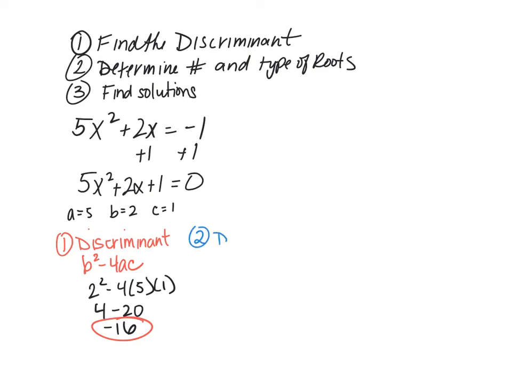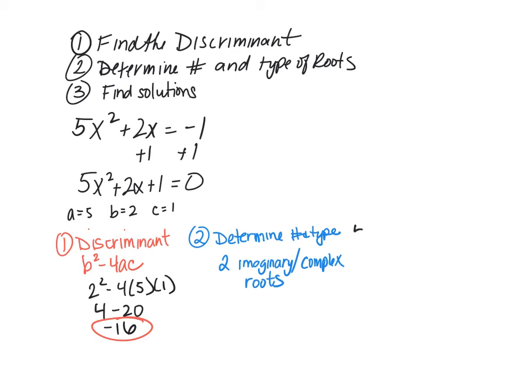The second part is determine the number and type of roots. So our discriminant is negative. Negative is less than 0, so we have two imaginary roots. That's what it means, right? From what we had on the last slide. So this means there's two imaginary or complex roots. Complex just means there's a real number somewhere with an imaginary number, like 3 plus 4i. That's complex.